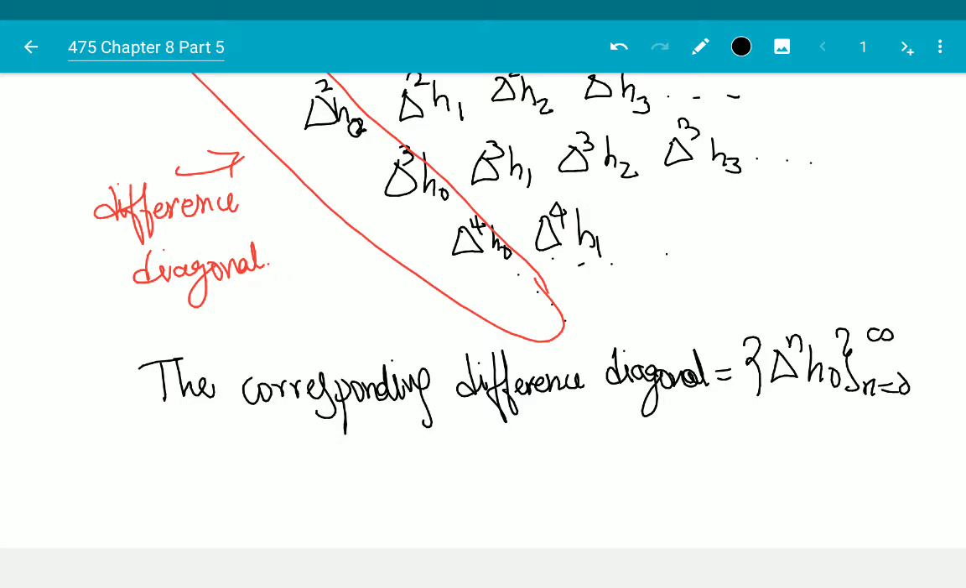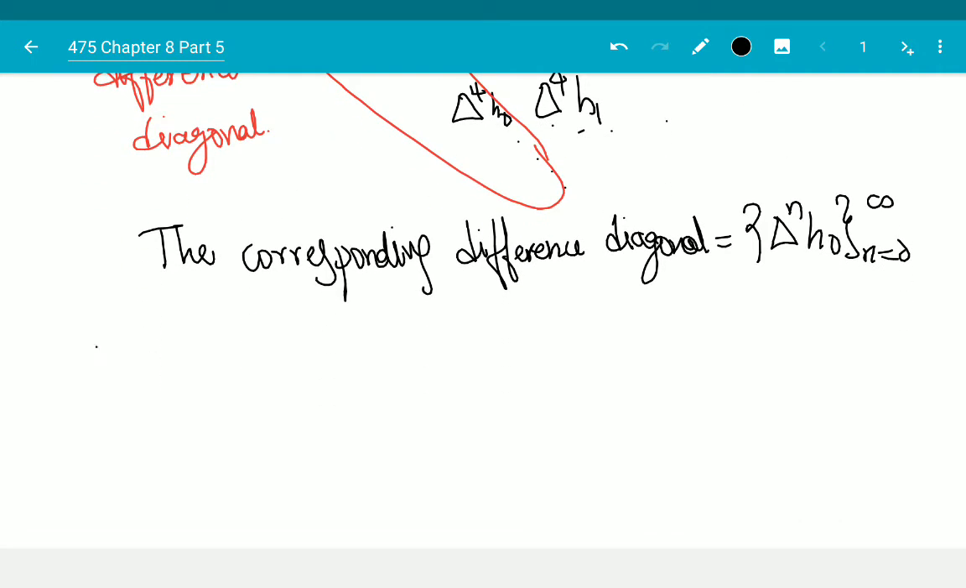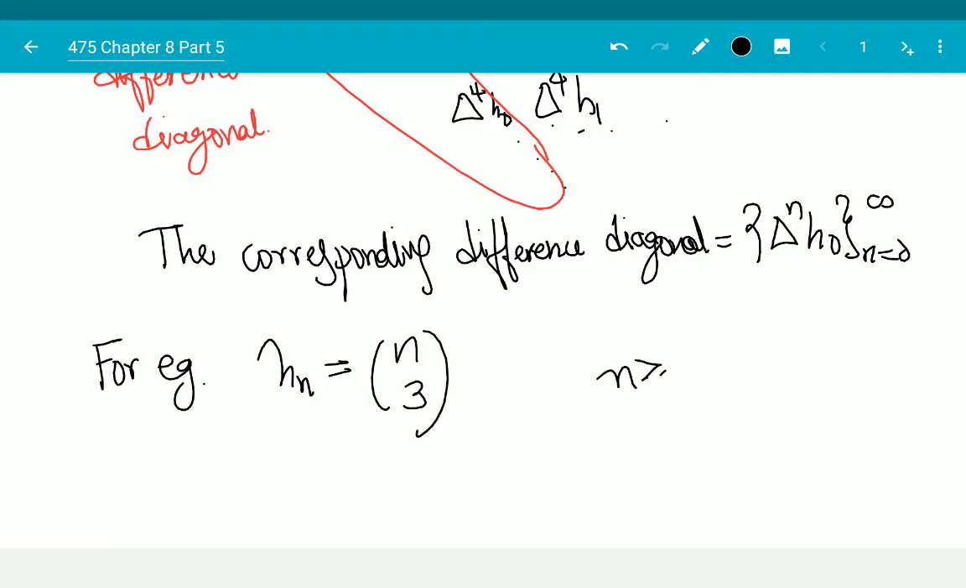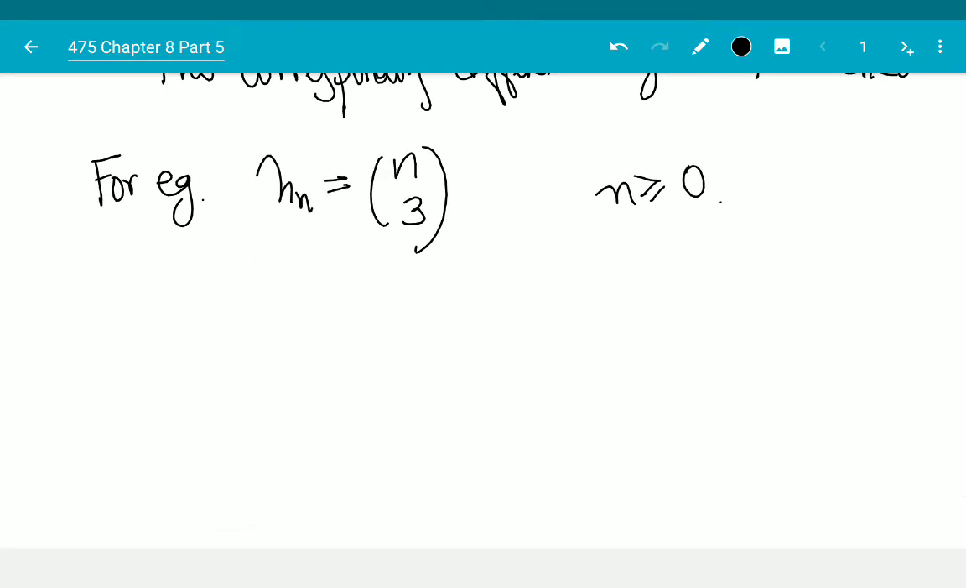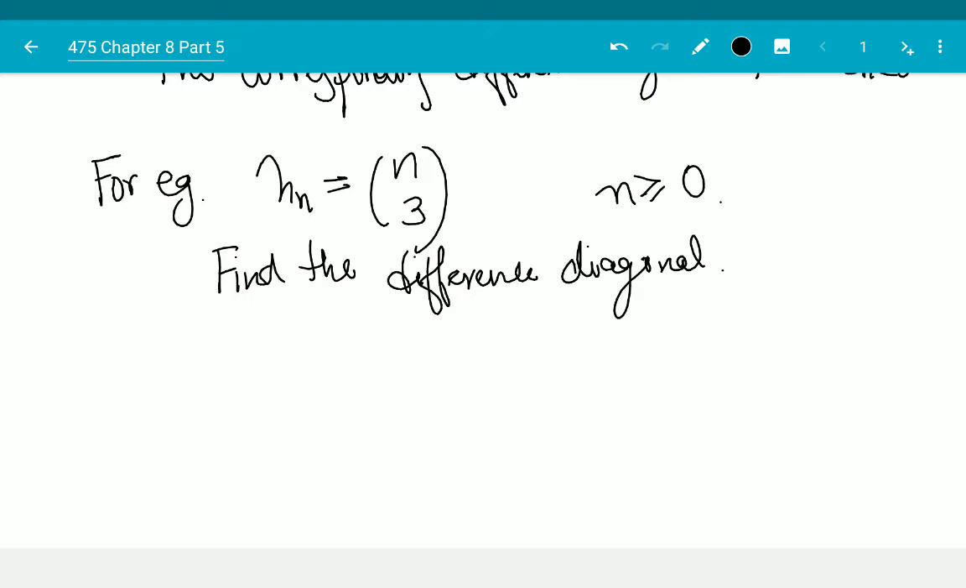Okay, so for example, let h_n equal n choose 3, n greater than or equal to 0. Well, find the difference diagonal. Solution.